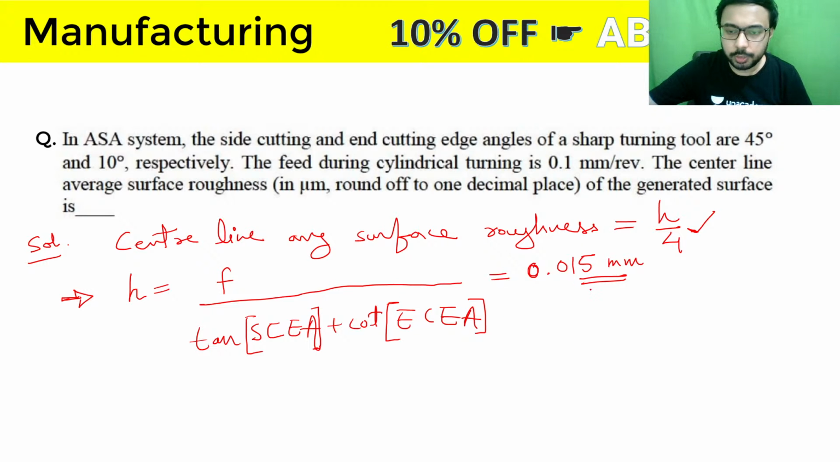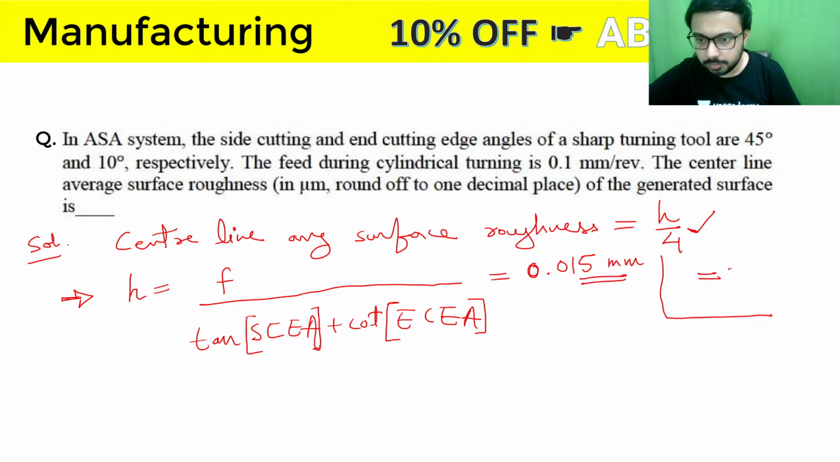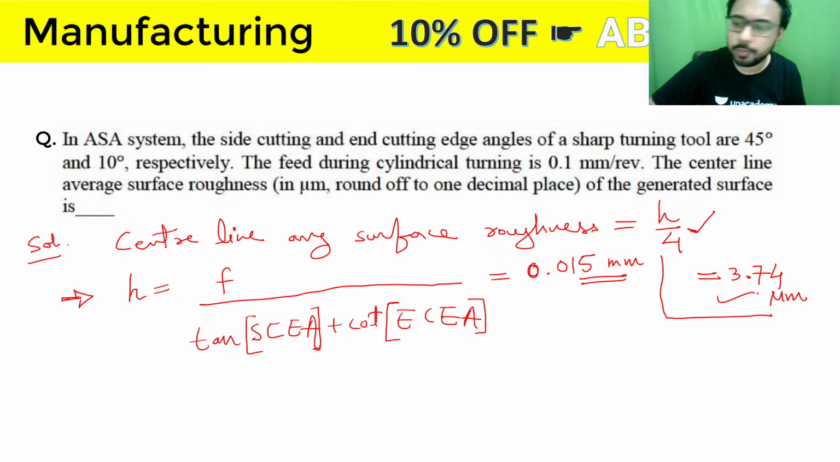So what we need is to divide this by 4 to get our answer, because center line average surface roughness is equal to h by 4. So this value is coming out as 3.74 micrometers. This is the value that comes out for this question. The correct answer of average surface roughness is simply 3.74, and we have done nothing special. We have only used the formula h by 4 to calculate the center line average surface roughness, but we didn't have the h value, so we calculated it using this formula.